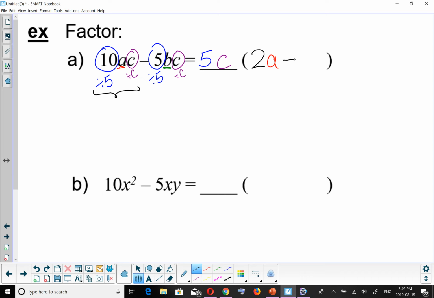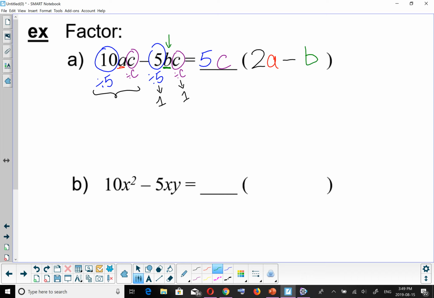Next, noticing I had a minus sign before, so I'm still going to have a minus sign. I'm looking at the second part. Technically, I'm dividing 5 by 5, which, as I said, is going to be 1. And we don't usually write 1 in front of our letters. Same with the C, divided by C, which means by default, I'm left with nothing but the B, just the B. So I'm going to put the B there.